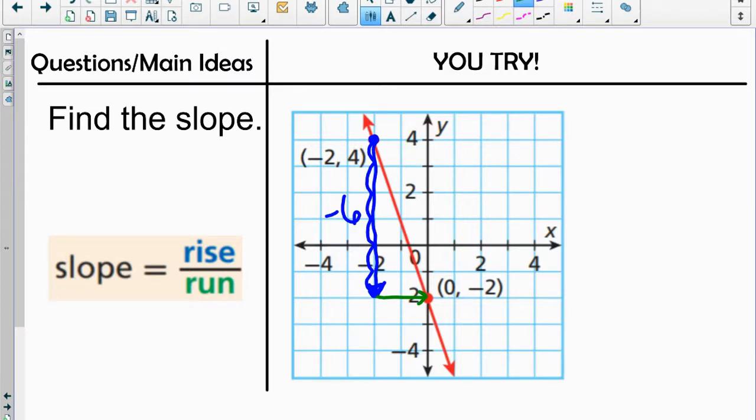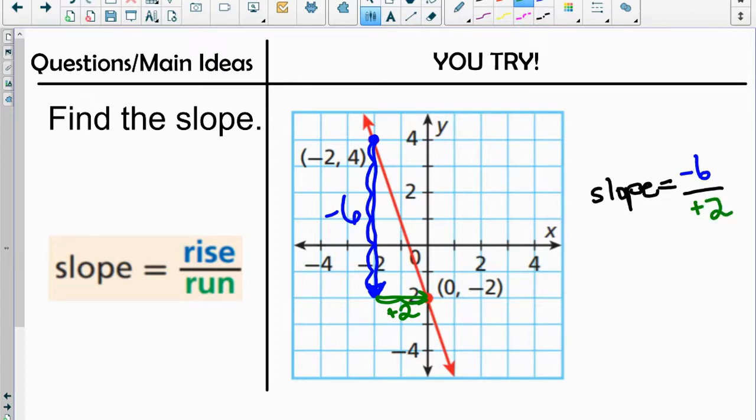Now, what's the run? Well, the run is the horizontal change. And I was going from left to right. So if I'm moving to the right, that's a positive value. So the run should be positive 2. So what is the slope in something like this? Using our slope formula and substituting in our values, the rise was -6, the run was +2.